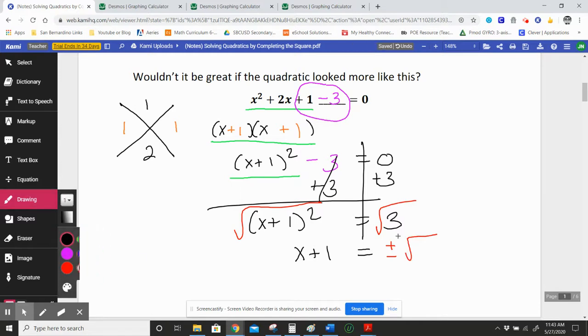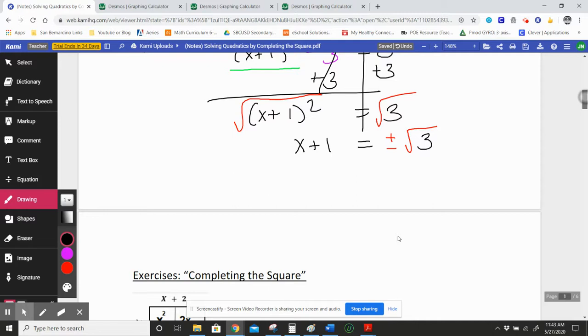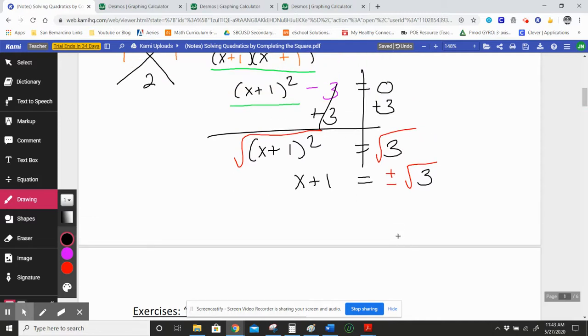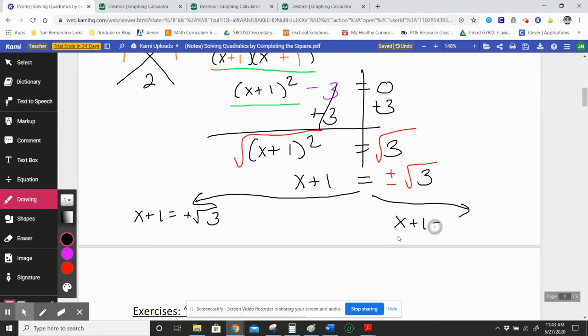And then all I have to do now to be able to solve this is split it up into 2 equations. You can break it up now or you can break it up later. It really doesn't matter. You can say x plus 1 is equal to positive square root of 3. And you can say x plus 1 is equal to negative square root of 3. If you solve each one of these equations, you get the final answer.